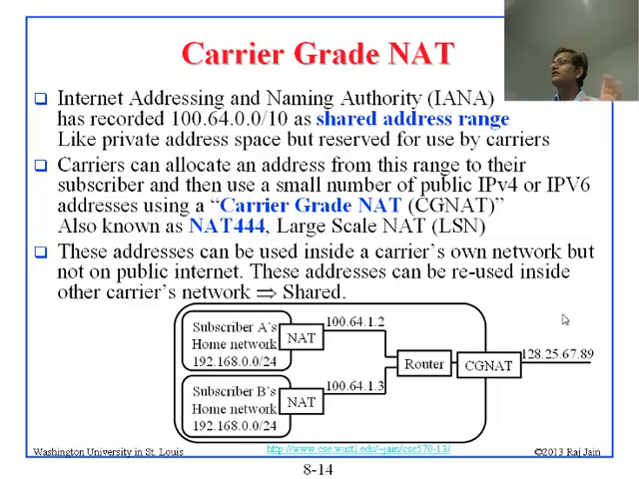So, several concepts here. First concept is the shared address range. This is new stuff. Shared address range is 100.64/10. Second thing you heard is the carrier grade NAT. Third thing is NAT 44. So there are three 4s here: 4, 4, 4. Now you could have other combinations. Can you think of other combinations?